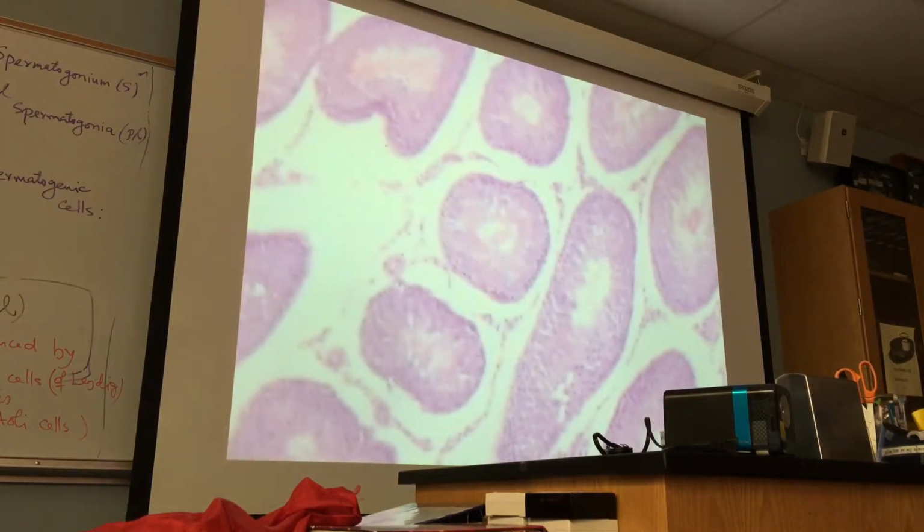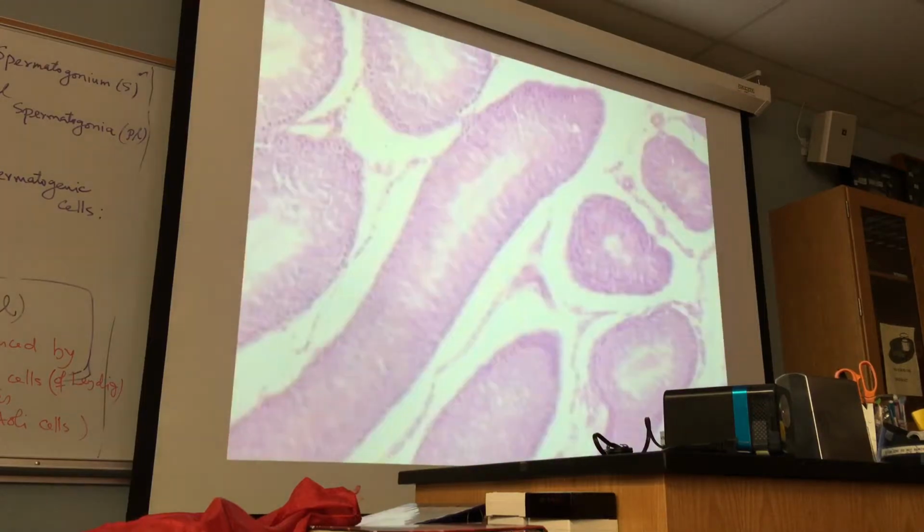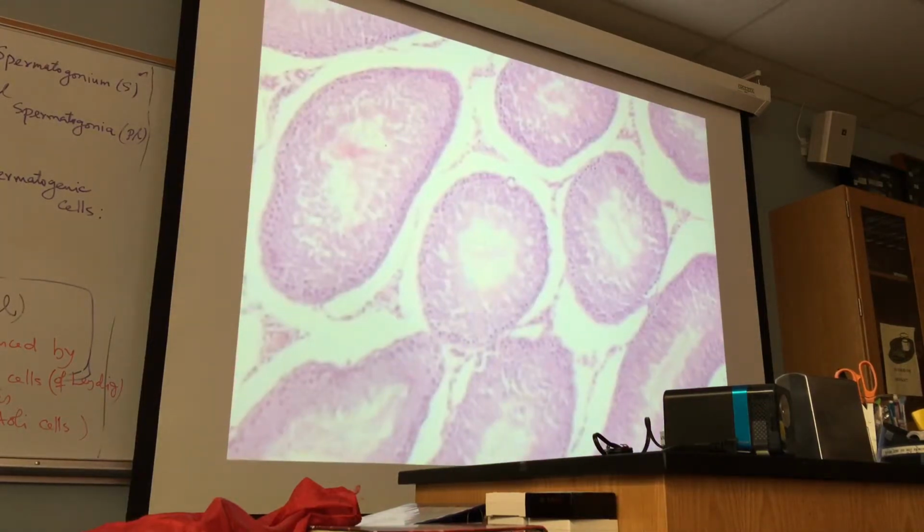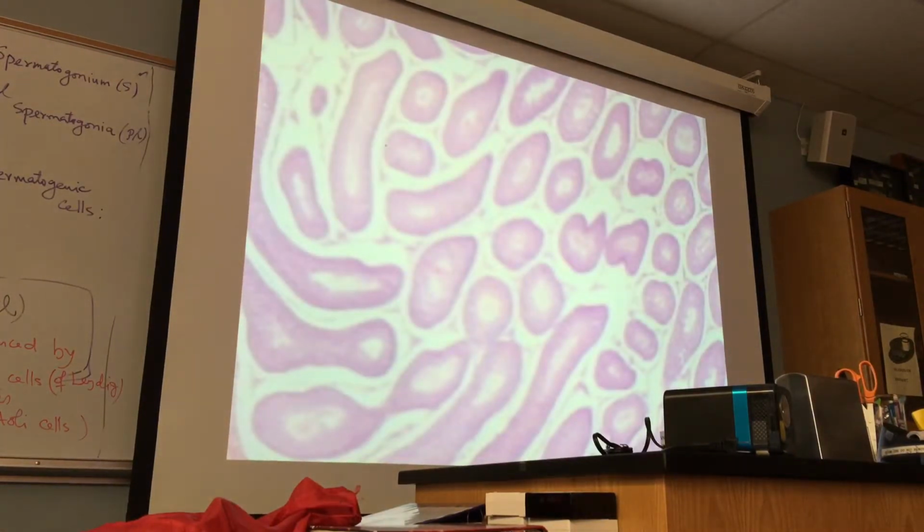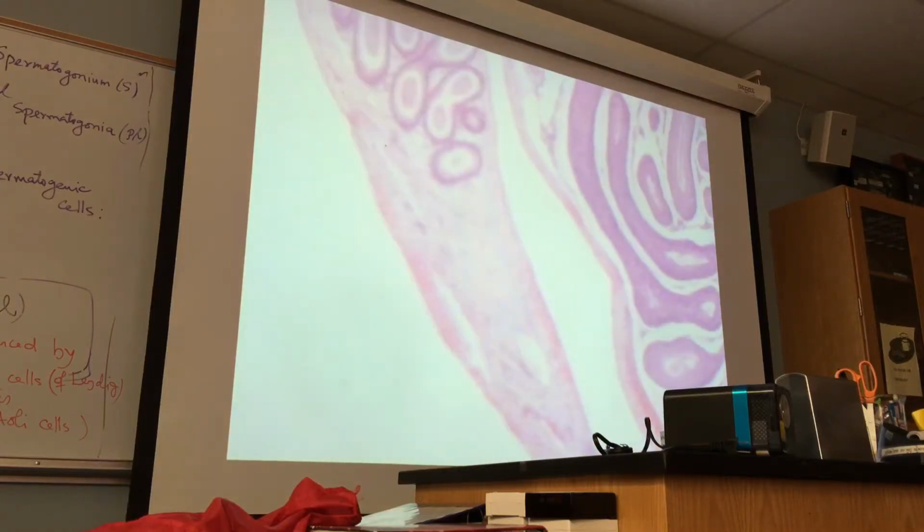And if you go for higher magnification, you can see clearly the spermatogenic cells. And also the Leydig cells. These cells secrete testosterone. Let's go back to lower magnification and look at epididymis.